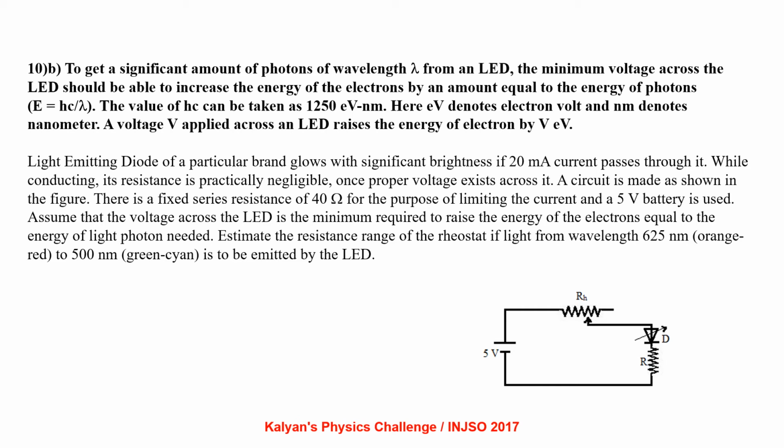Light emitting diode of a particular brand glows with a significant brightness if 20 mA current passes through it. While conducting, its resistance is practically negligible once proper voltage exists across it. A circuit is made as shown in the figure. There is a fixed series resistance of 40 ohm for the purpose of limiting the current and a 5 volt battery is used. Assume that the voltage across the LED is the minimum required to raise the energy of the electron equal to the energy of the light photon needed. Estimate the resistance range of the rheostat if light from wavelength 625 nanometer, that is orange red, to 500 nanometer, that is green cyan, is to be emitted by the LED.